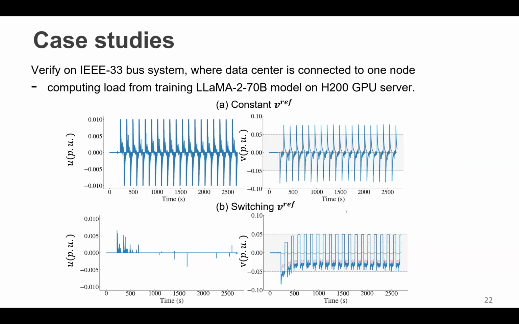And now if we design our switching voltage reference mechanism, then we can see the left side is our control action. The control action only has small adjustments every time there's a switch of the phases. But for a long time, there is no change of control action, just 0. And now we can constrain the voltage deviation to be within 5%. Yeah, we are in a safe range.